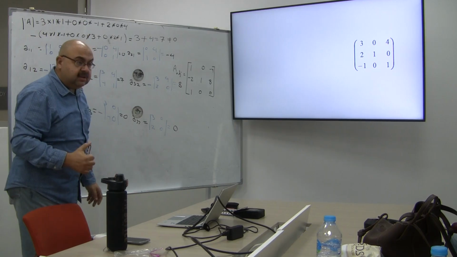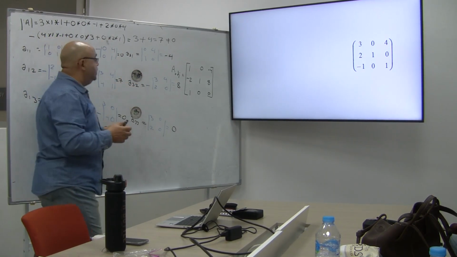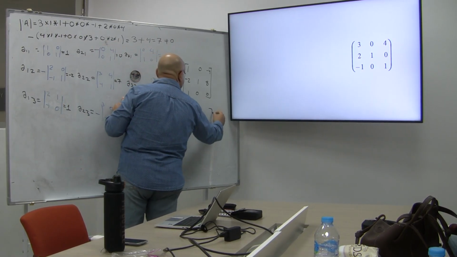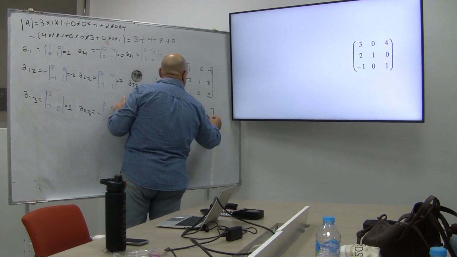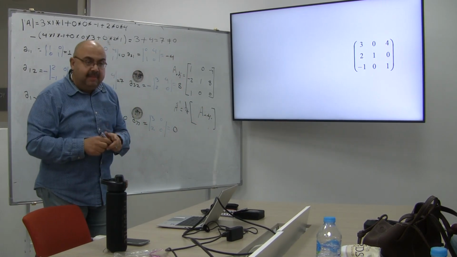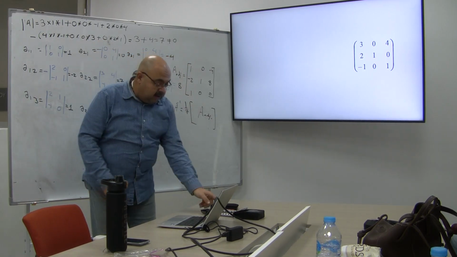How to get the inverse? I will divide all these numbers by the value of the determinant. So it's going to come up to 1 over 7 times the A adjoint matrix, and that's the inverse of this matrix. So all the elements will be divided by 7.